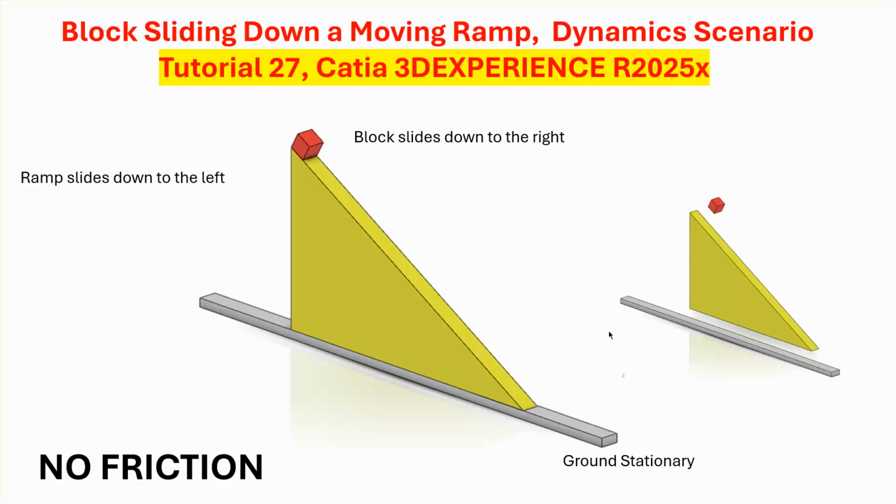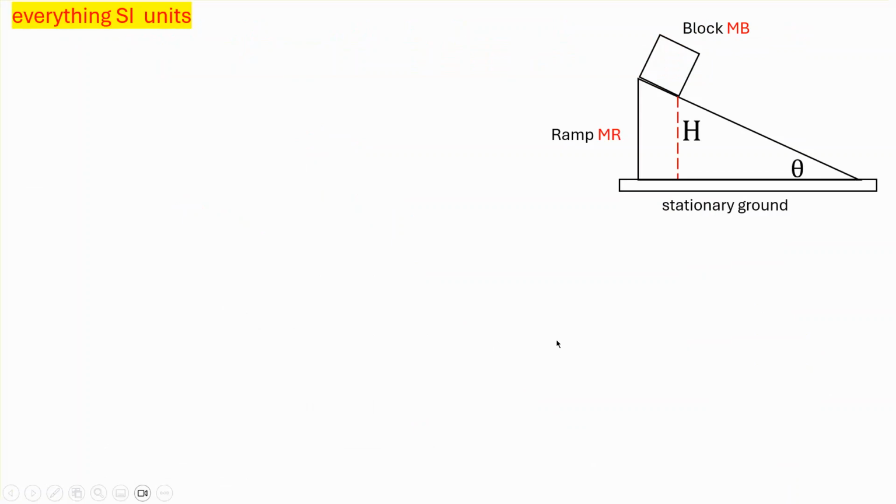So we have a block, that orange piece that is sliding down a ramp, and the ramp itself is placed on a stationary ground. So as the ball slides down, the ramp will move to the left. I'm assuming that there's no friction to simplify the problem when it comes to hand calculation. Now, I have some information here as far as the sizes are concerned, which I'm going to be using later on. Everything is in SI units.